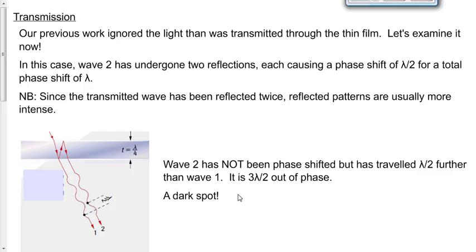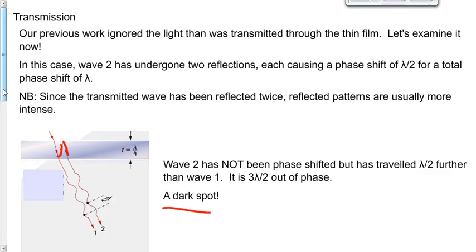So in this case, wave 2 has not been phase shifted, and we know that because the wave is coming and bouncing off of these spots. You think it might be a phase shift, but remember, because it's traveling from something slow to fast, we don't have that phase shift. So wave 2 isn't shifted at all, but it did travel further. It traveled lambda by 4 here and lambda by 4 here, and so that means it's going to be lambda by 2 out of step, and so we're going to have a dark spot.